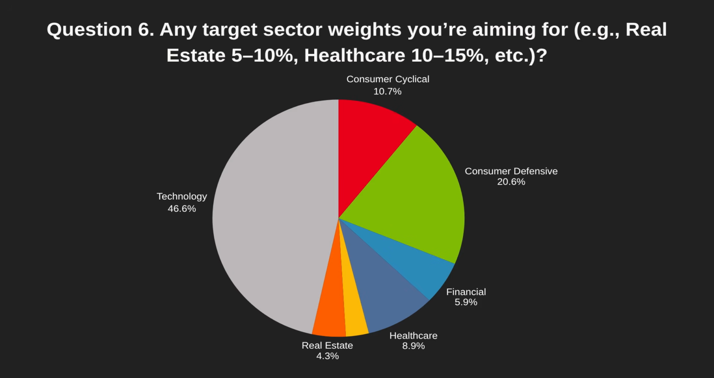Question number 6. Any target sector where you're aiming for? For example, real estate 5 to 10%, healthcare 10 to 15%. To be honest, nothing specific.